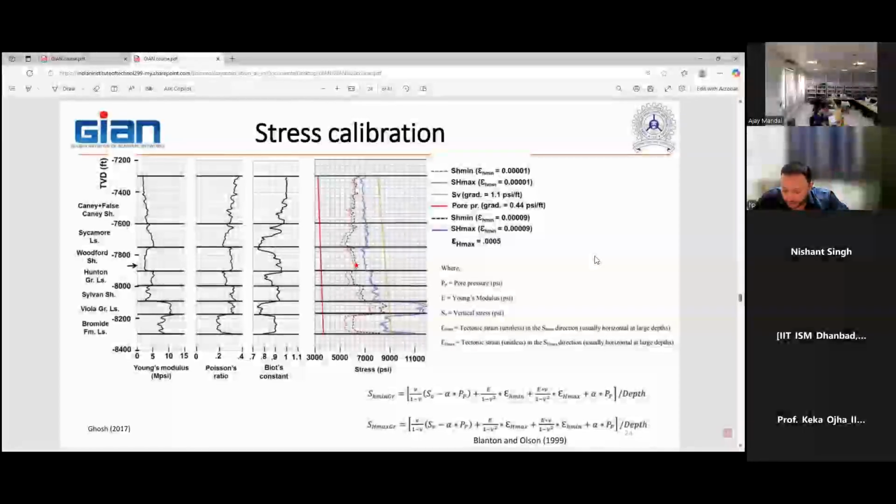Which is brighter in an image log, the high density or low density? Low density will be darker, and brighter means more. Okay, so the higher the density, the brighter, and the lower the density, the darker. Same for resistivity. The higher the resistivity, the brighter it will be, and the lower the resistivity, the darker it will be. Okay.